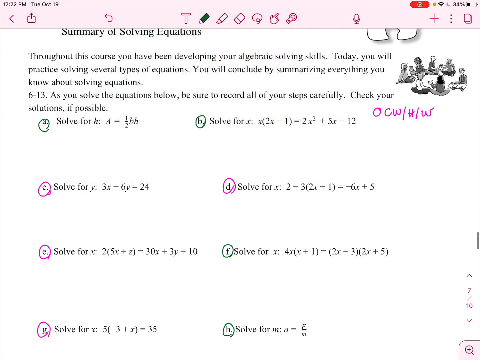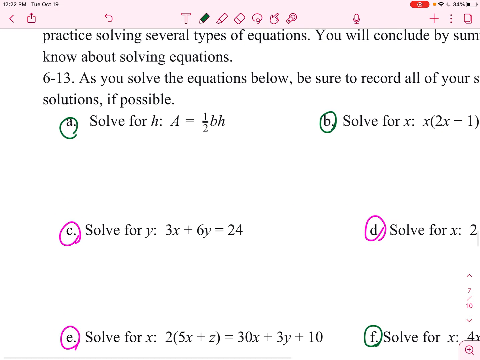Okay, we want to solve for h. All right, well, we need to get rid of that 1/2 and the b. What if I multiply both sides by 2? That crosses out this 1/2 here. So I'm left with 2a equals bh.